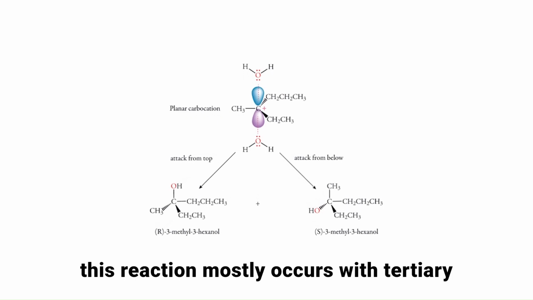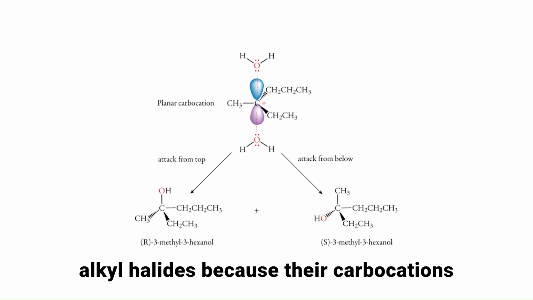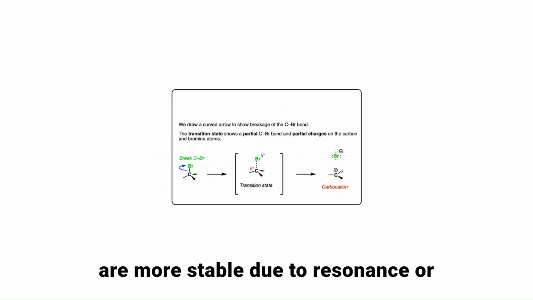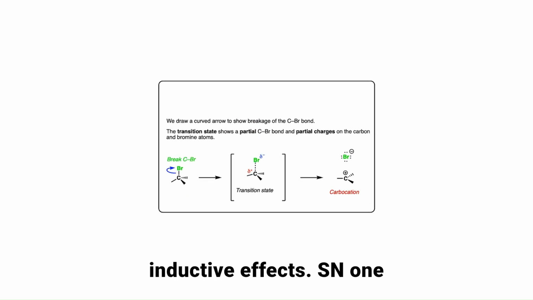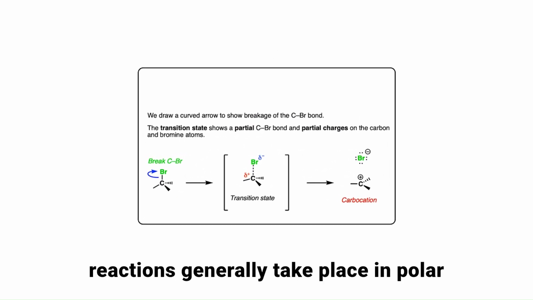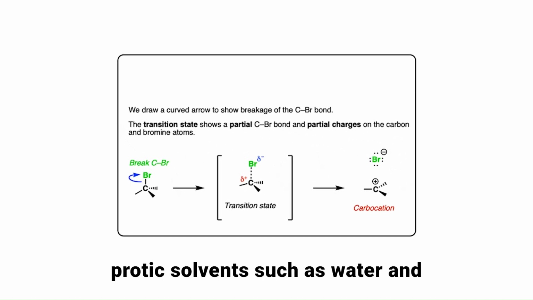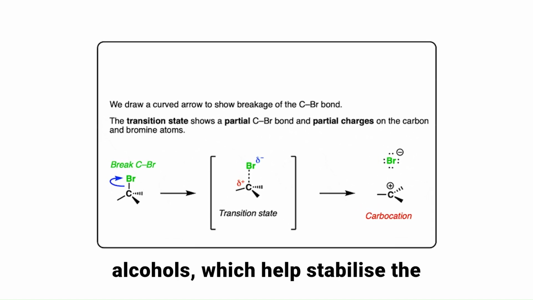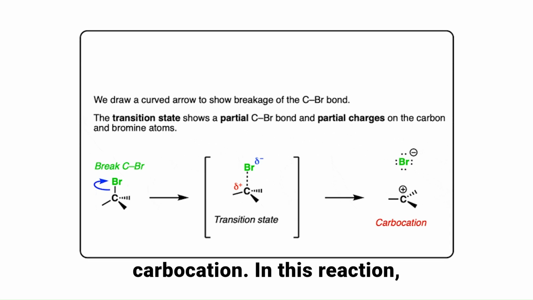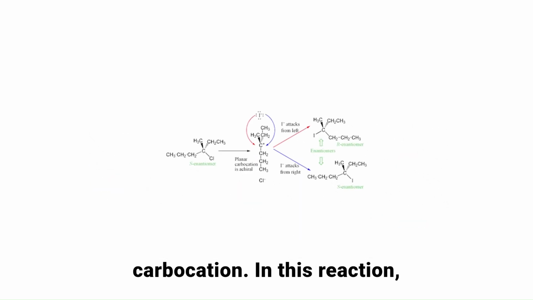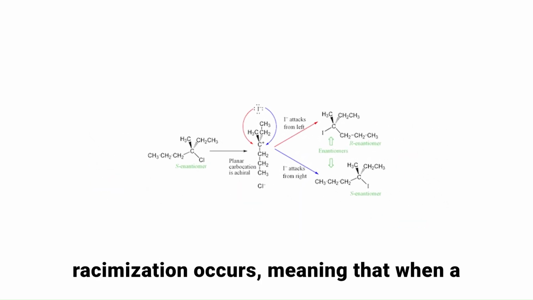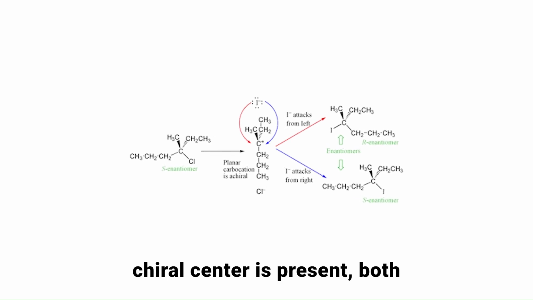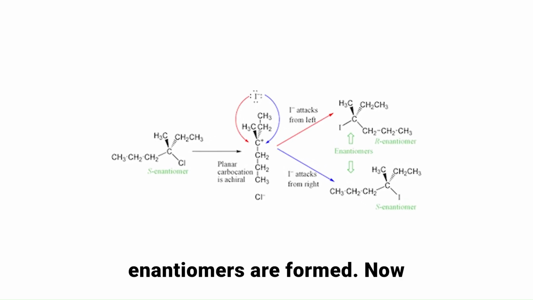This reaction mostly occurs with tertiary alkyl halides because their carbocations are more stable due to resonance or inductive effects. SN1 reactions generally take place in polar protic solvents such as water and alcohols, which help stabilize the carbocation. In this reaction, racemization occurs, meaning that when a chiral center is present, both enantiomers are formed.